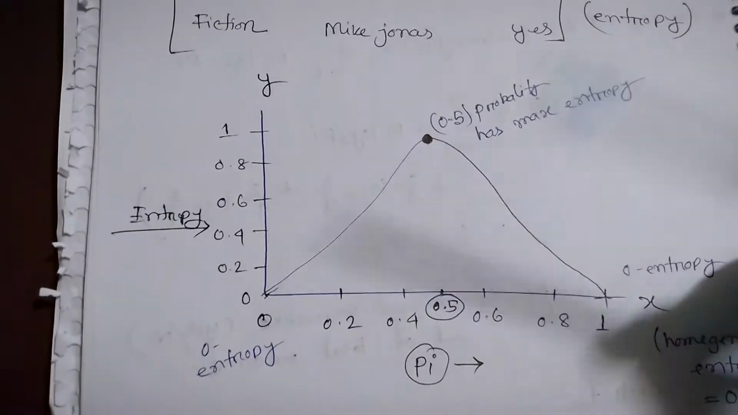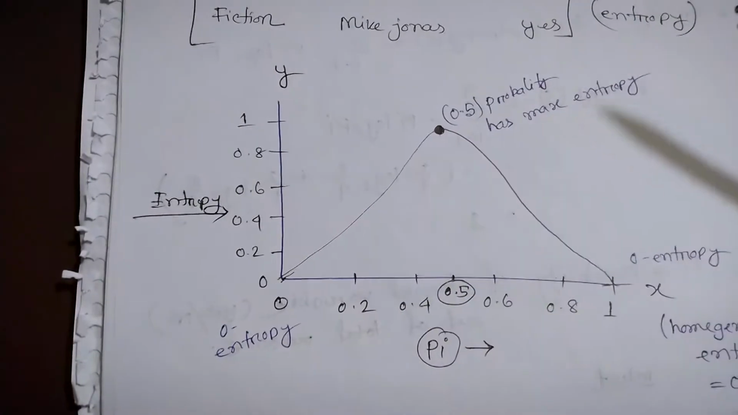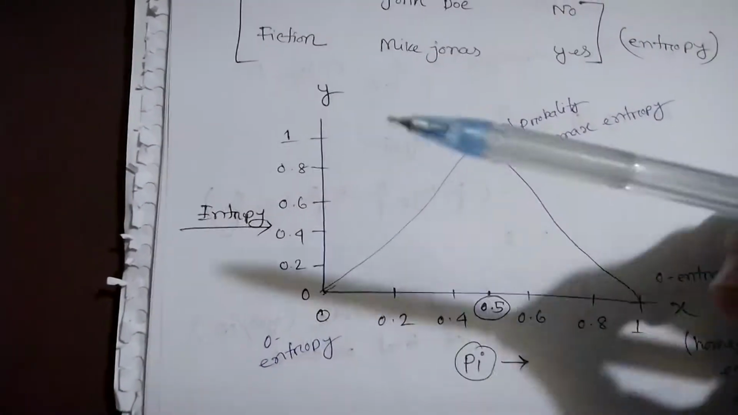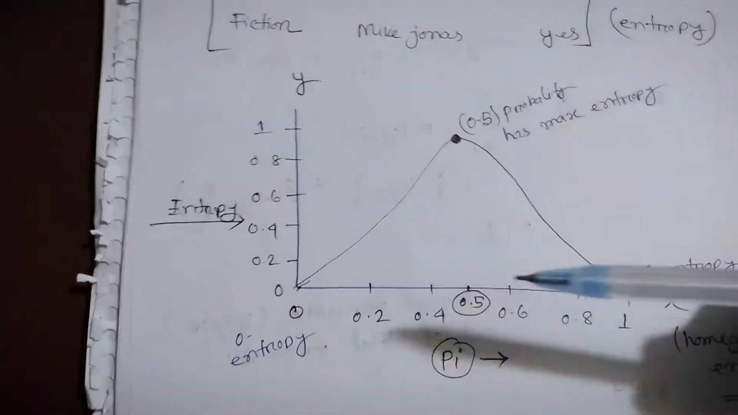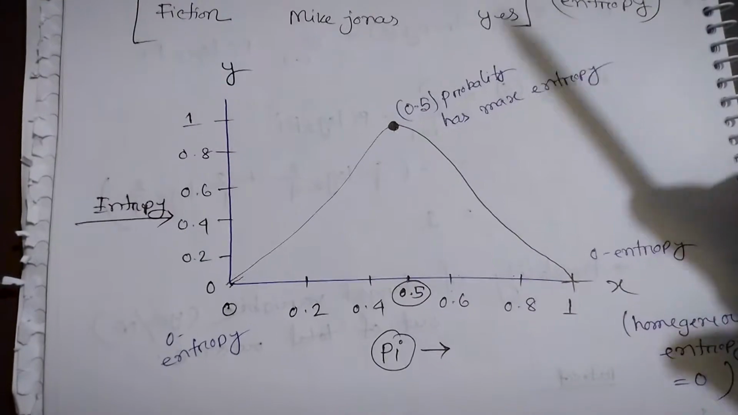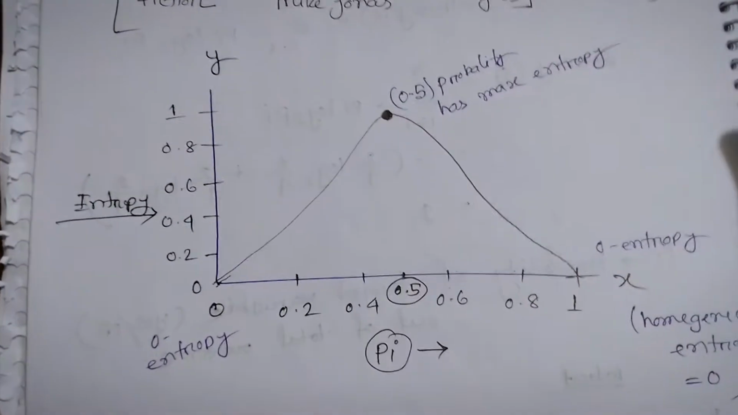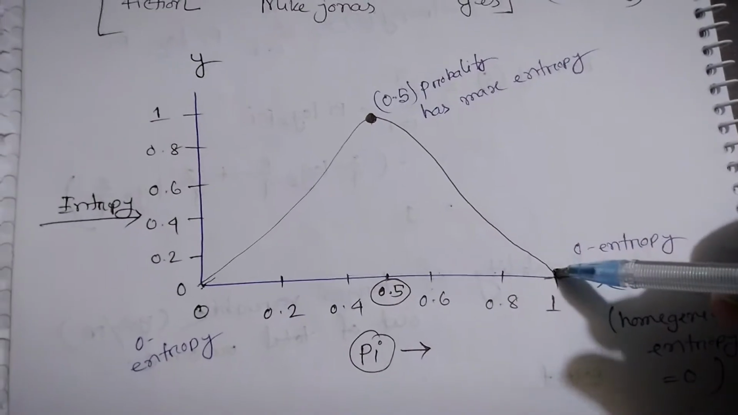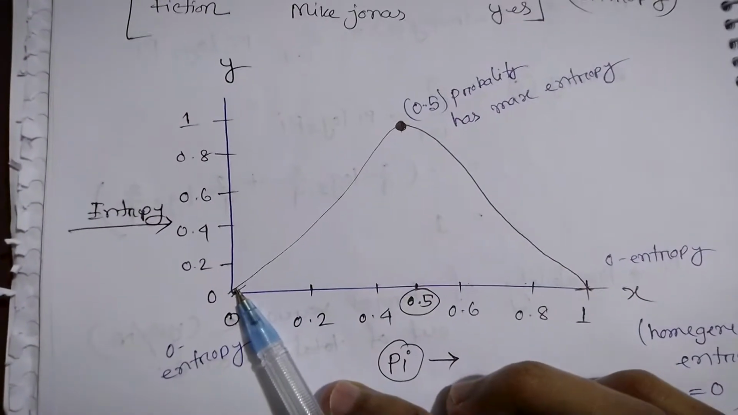So let's see a diagram, entropy versus probability. When your probability is 0, your entropy is 0. This is what we want, what is suitable for this algorithm. When the probability is 1, it means that you are going to buy this book for sure. There is no doubt in that. So then your probability is 1, and in that case also your entropy is 0.